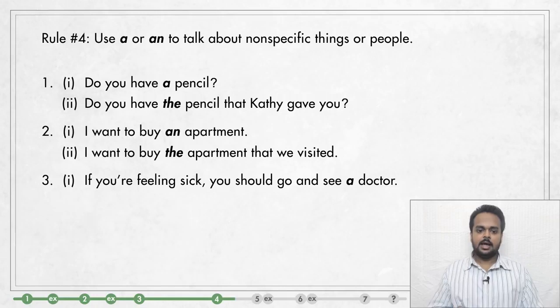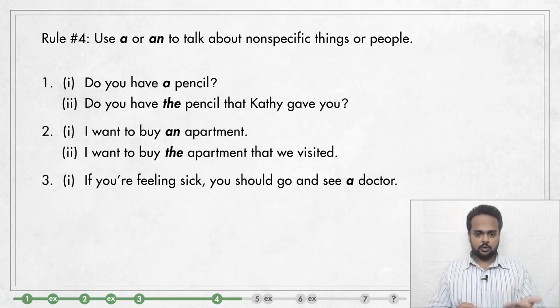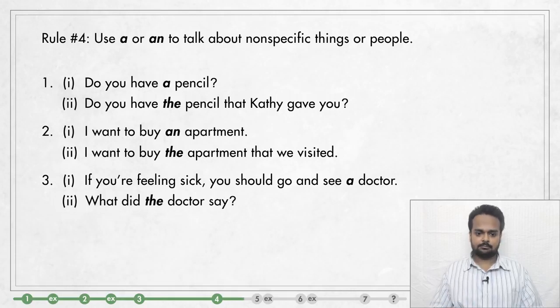And here's one last example. If you're feeling sick, you should go and see a doctor. Maybe you're saying this to give advice to a friend who isn't feeling very well. Here, we don't mean go and see a specific doctor, we mean any doctor. But let's say your friend takes your advice and goes to a doctor. When you see your friend again, you might ask, what did the doctor say? Why are we saying the doctor? Because we mean that specific doctor who the friend visited. So notice again that we use a or an when we're talking about a person or thing in general and not a specific person or thing. For that, we use the.